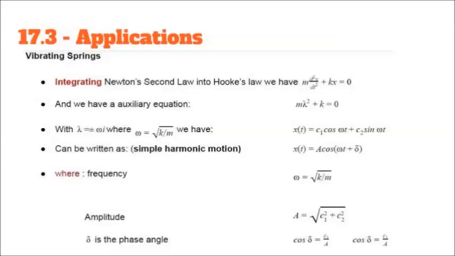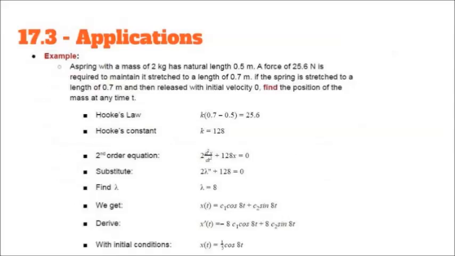Then it can be rewritten as x of t equal to A cosine of omega t plus delta, and this is the equation known as simple harmonic motion.